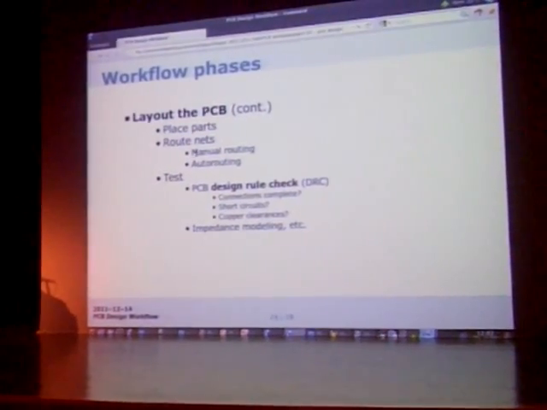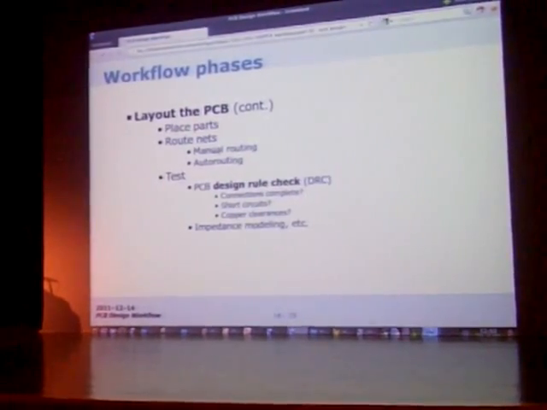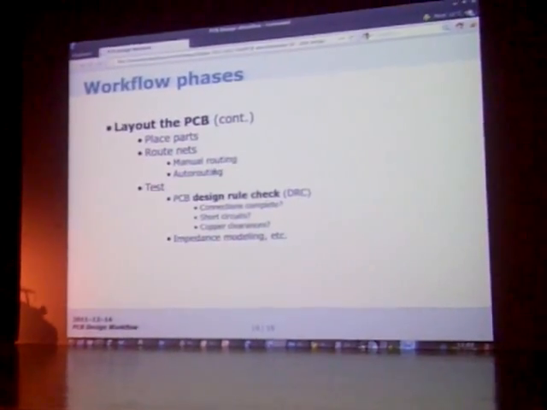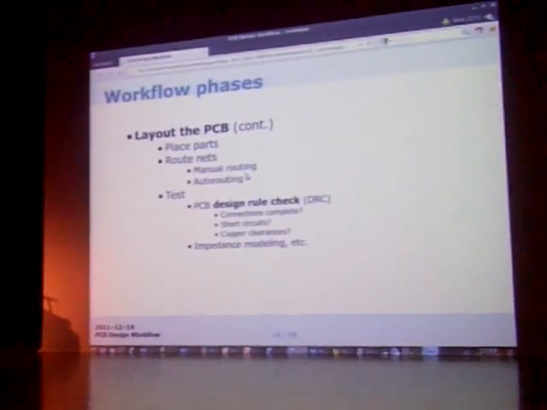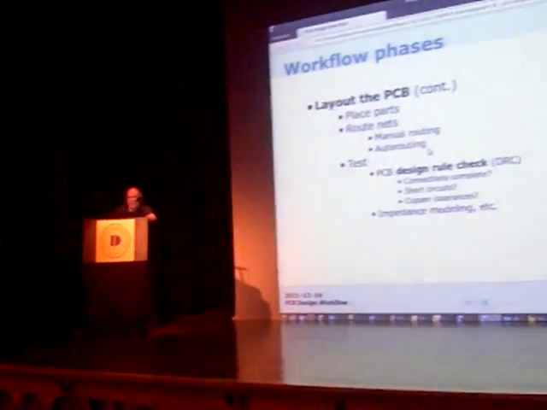Old school people say manual routing is superior to auto routing because it gives you control over exactly how things should be connected. So a lot of designers basically use a combination. They'll use manual routing for critical connections, and then they'll use auto routing for whatever's left.